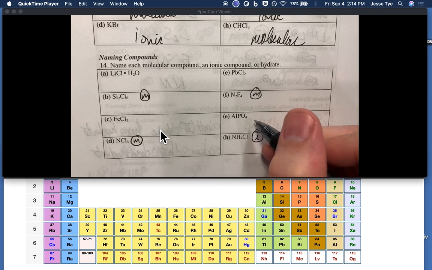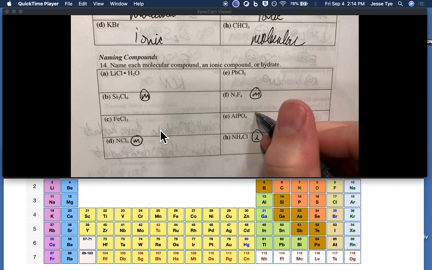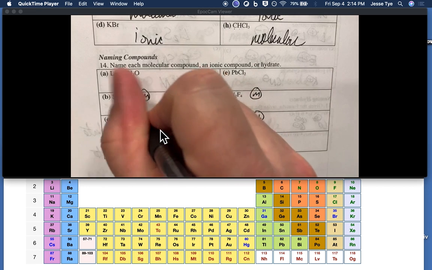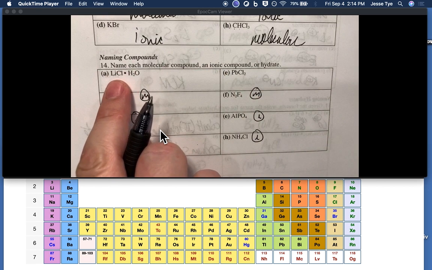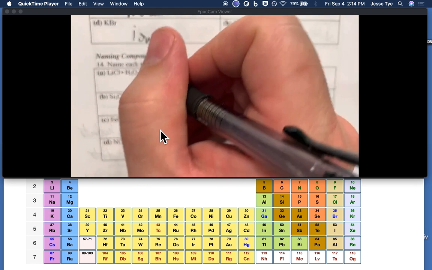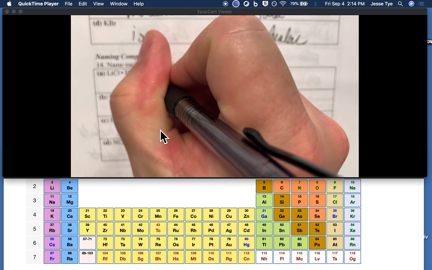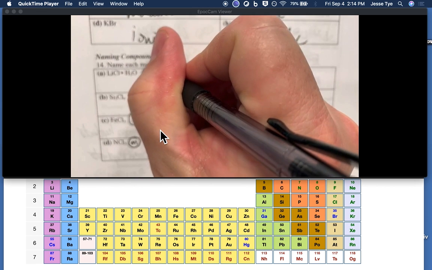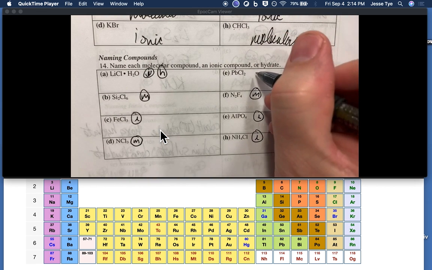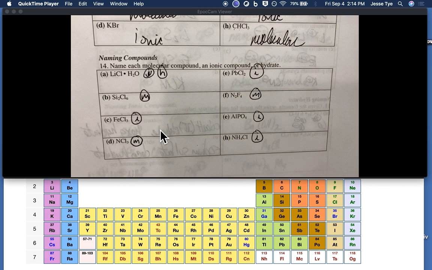Aluminum is a metal, so this one's ionic. Iron's a metal, so this one's ionic. LiCl is an ionic compound, but we've got an H2O, so I guess we could call it both, an ionic hydrate. Lead is very much a metal, so this is an ionic compound.